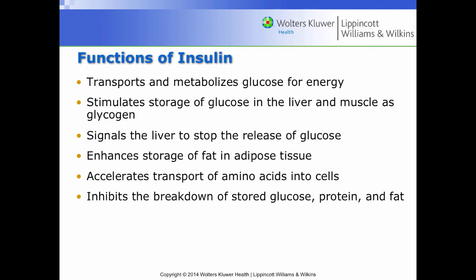Okay. Insulin also signals the liver to stop the release of glucose, right? So when insulin levels rise, it suggests that you are in the process of absorbing glucose. You've just eaten and you're absorbing glucose, so the liver stops releasing glucose. Okay? Insulin also enhances the storage of fat in adipose tissue. It accelerates the transport of amino acids into the cell. Okay, so the muscle tissue takes up amino acids during times of high insulin. And insulin also inhibits the breakdown of stored glucose, protein, and fat.